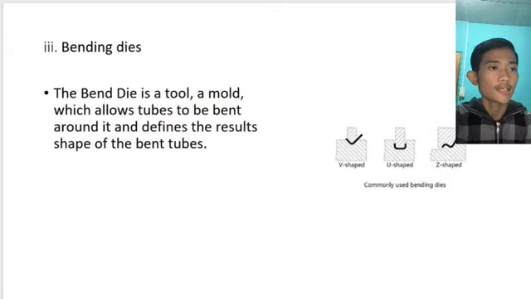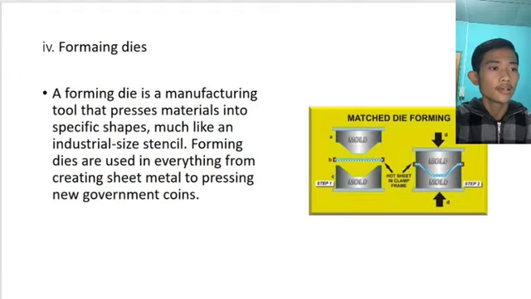Next is bending die. The bend die is a tool or mold which allows tube to be bent around it and defines the resulting shape of the bent tube. Forming die. A forming die is a manufacturing tool that presses material into a specific shape, much like an industrial-sized stencil. Forming dies are used in everything from creating sheet metal to pressing new government coin.